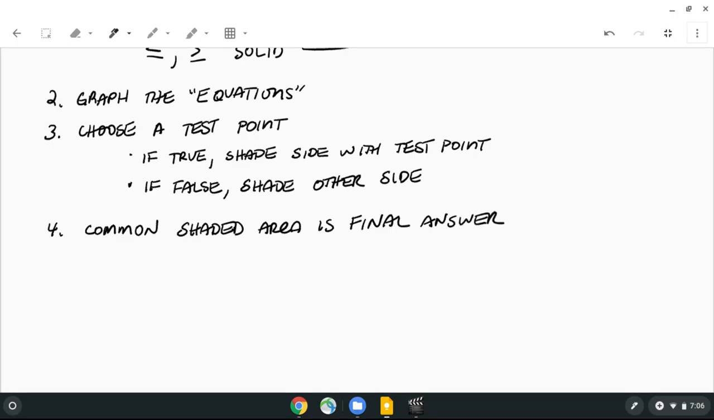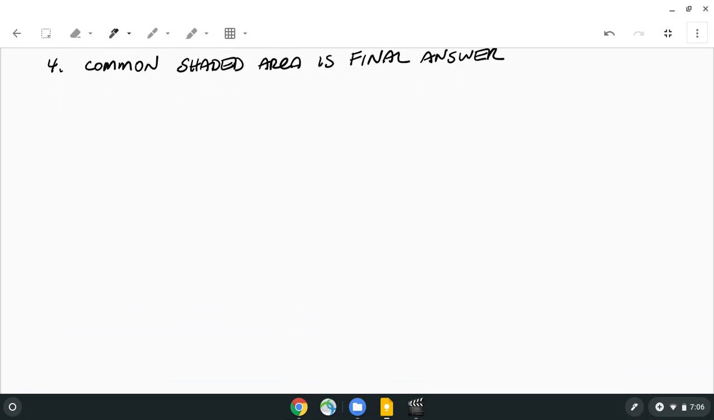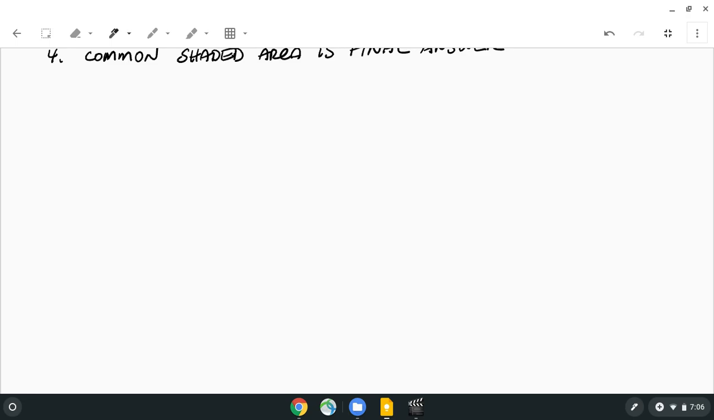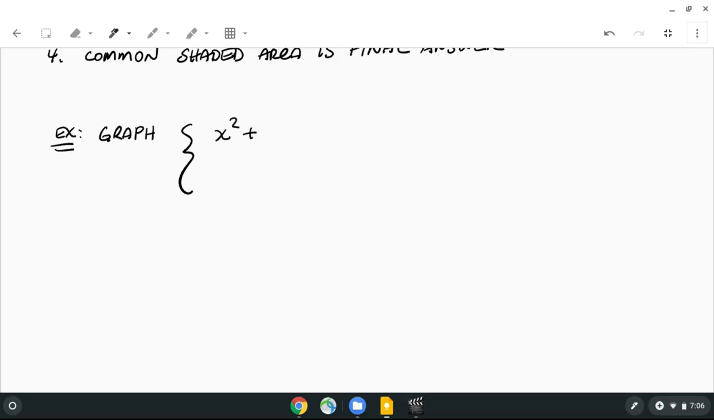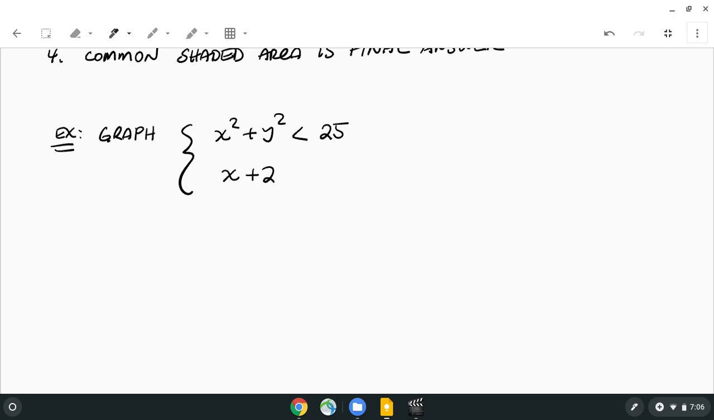All right, so let's have a look at this example. Suppose that we need to graph this system of inequalities. Suppose that I have x squared plus y squared less than 25, which hopefully you recognize as a circle, and x plus 2y greater than or equal to 5, which hopefully you recognize as a line.